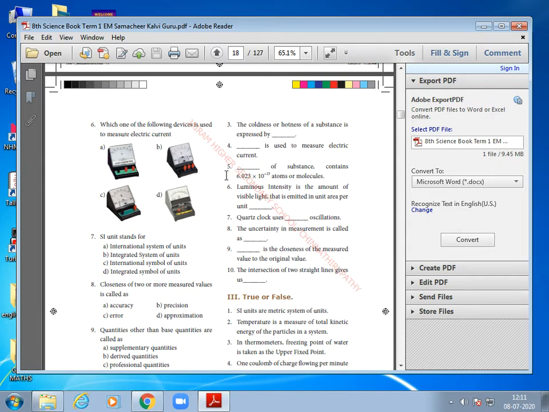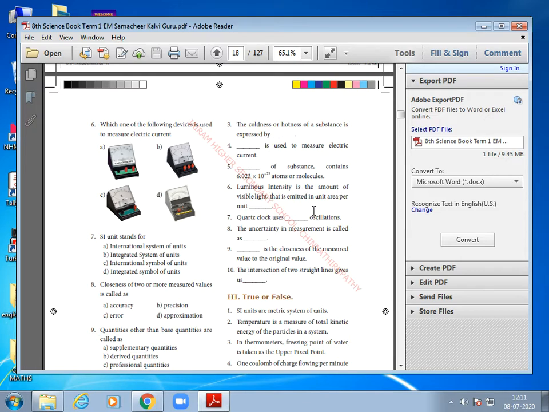Okay, next, fifth one: dash of the substance contains 6.023 into 10 power 23 atoms or molecules. So dash means amount of substance or mole of substance. Amount of substance or mole of substance contains 6.023 into 10 power 23 atoms or molecules.